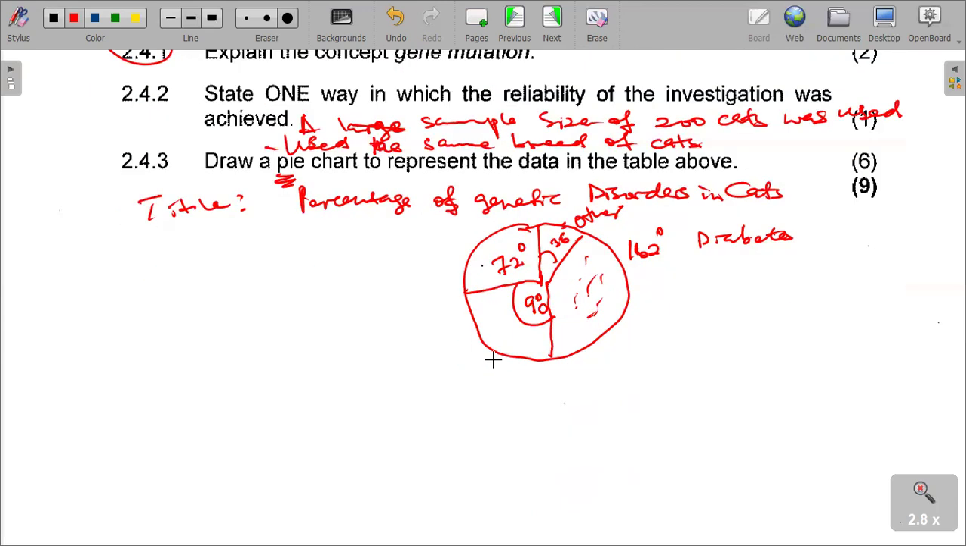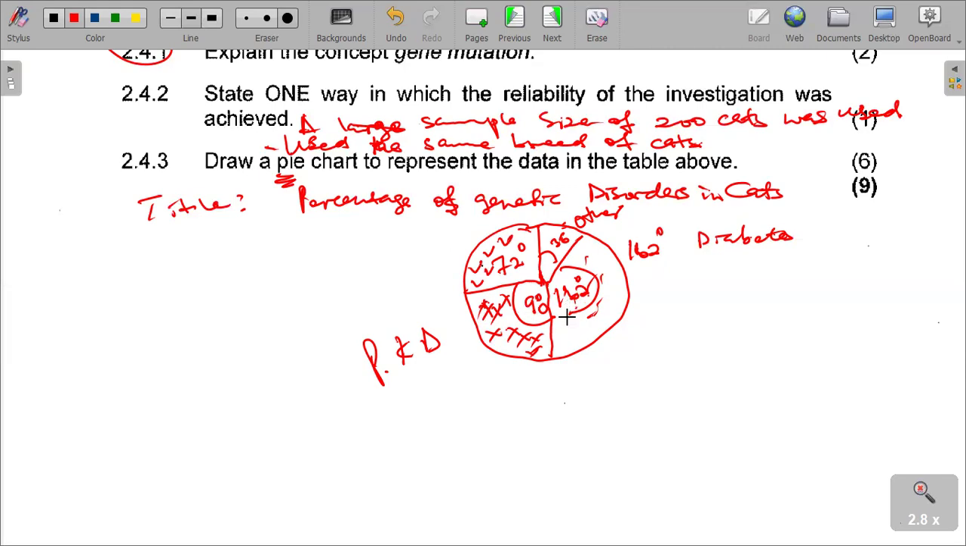Polycystic kidney disease. I'm just writing in short, but you can write it in full as you are writing in your book there. So what I'm saying is that these are our various degrees of each of the various presentations or genetic disorders that are given there. So we are saying it's 162 degrees here, 162 degrees, which is given there, 90 degrees, 72 degrees, and 36 degrees, something like that. So our pie chart is given.